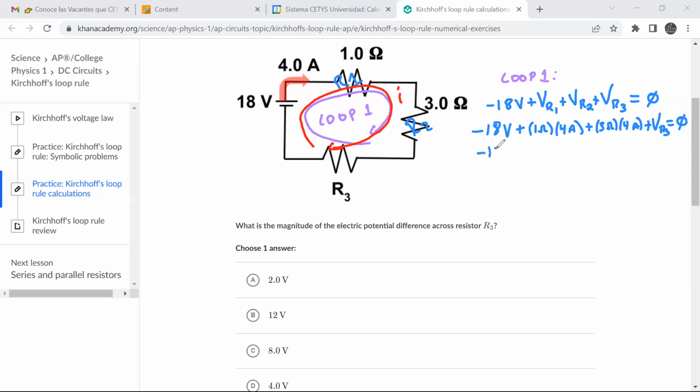So we've got minus 18 volts plus 4 volts plus 12 volts plus VR3. This is equal to 0. Minus 18 plus 4 plus 12 is going to be equal to minus 2. And so VR3 has to be equal to 2 volts, which means it wasn't A, it wasn't D.